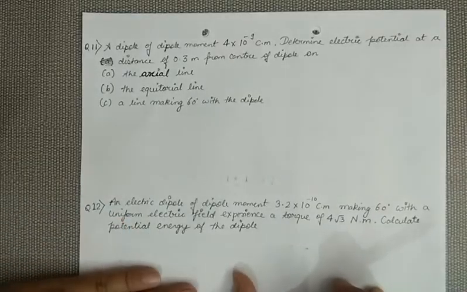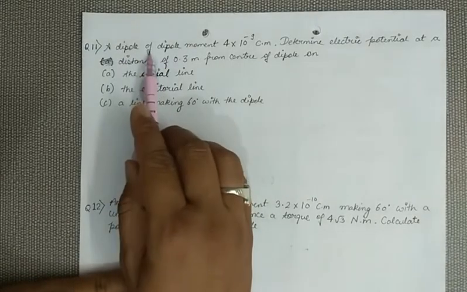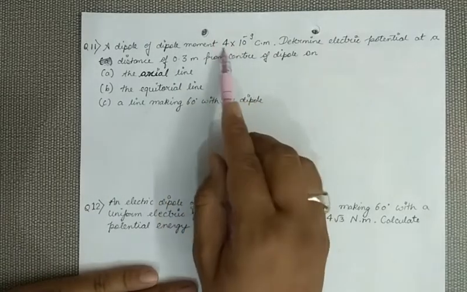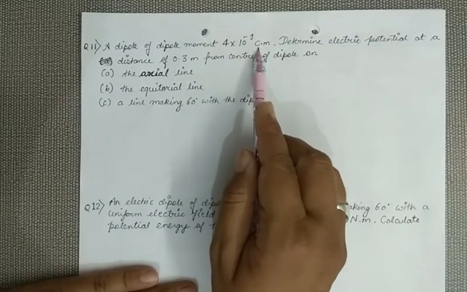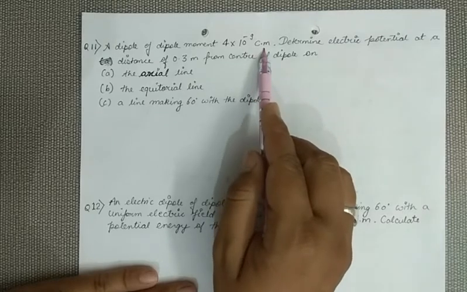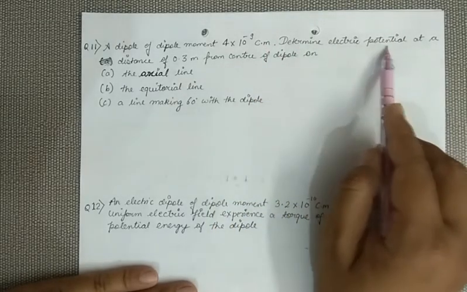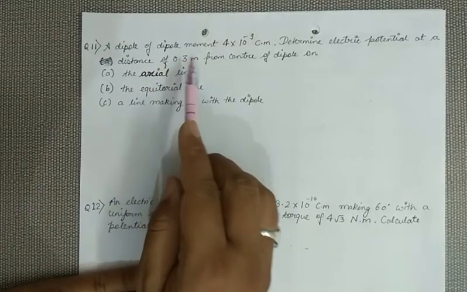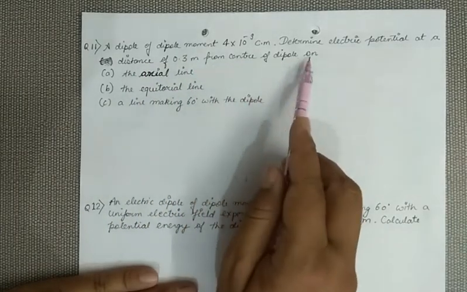Let's move to the next question. So a dipole is given and the dipole moment, that is small p. Dipole moment is 4 into 10 to the power minus 9 coulomb meter. It is not centimeter, coulomb meter. SI unit of dipole moment. We have to find the potential, and potential at a distance of 0.3 meter from the center of the dipole.